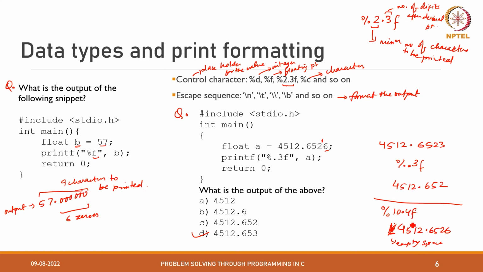Hopefully I have been clear in explaining how you can control the number of digits while printing floating points and so on. Okay, so let's move on to the next question.